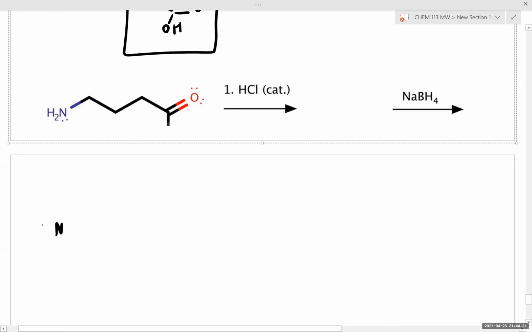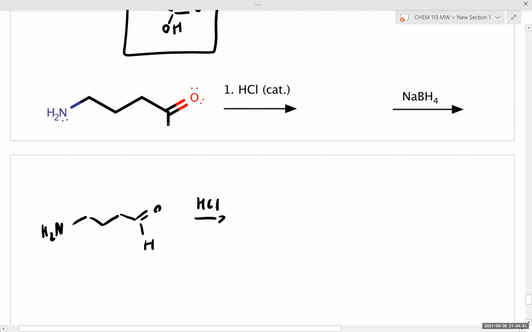Ah, this is a good one. This is a very good reaction, as it combines two things that we've learned. So if we treat an amine and an aldehyde with catalytic acid, what are we going to make? An amine, aldehyde, what do they react to make? Not quite an amide, but an imine. 1, 2, 3, 4, 5. So we get a 5-membered imine.